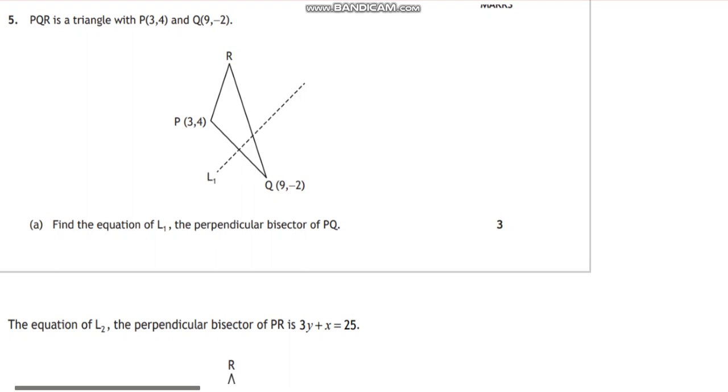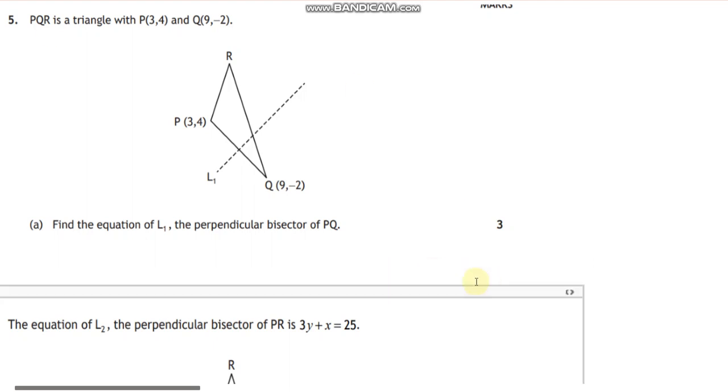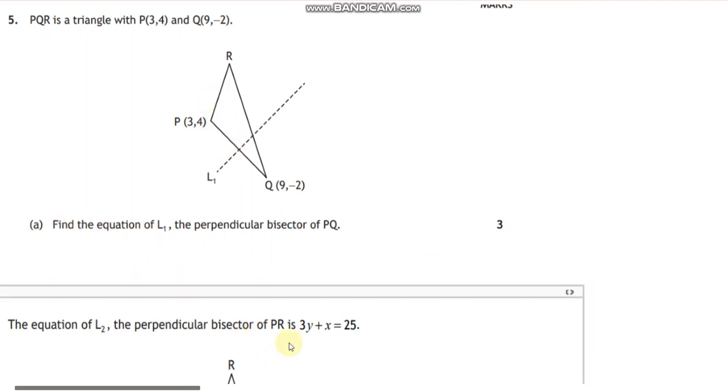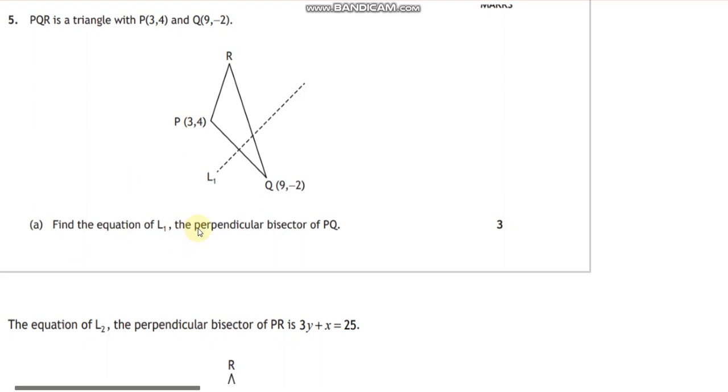Okay, question 5. Quite a big question, but what do we see? We see straight lines, we see a triangle. We should be thinking equation of a straight line. Sure enough, it is. We're trying to work out the perpendicular bisector of PQ.